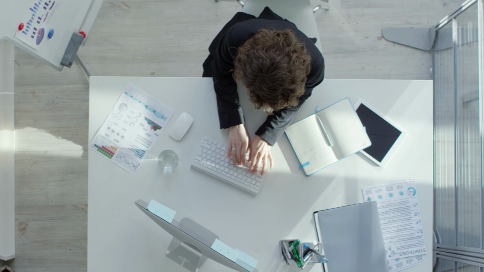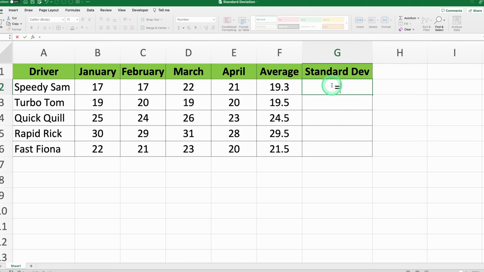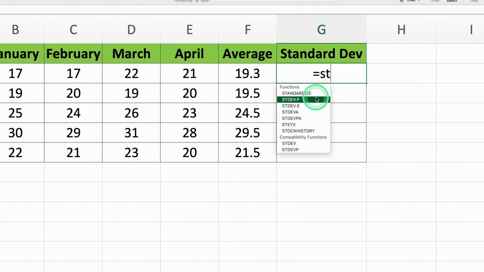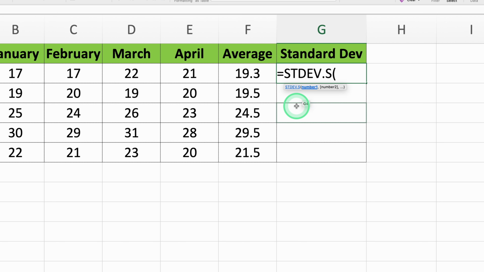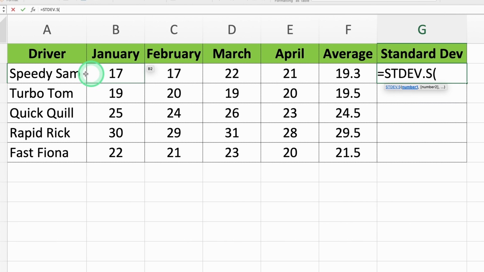Let's continue. To calculate standard deviation in Excel, we use the STDEV.S function. This function tells us how spread out the delivery times are from the average. First, we type the formula equals STDEV.S in the formula bar. Then, we select the cells for each driver's delivery times.